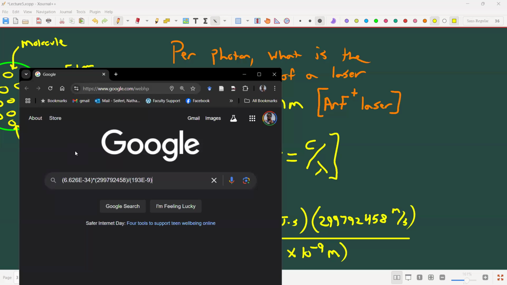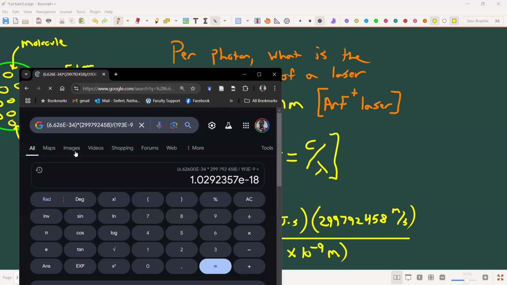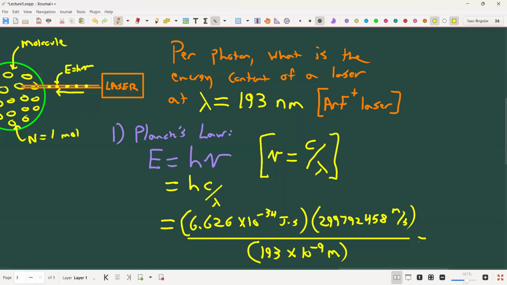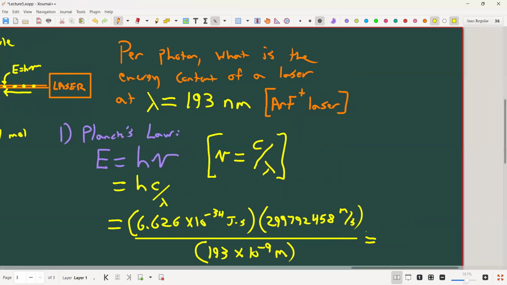6.626 times 10 to the minus 34, 193 times 10 to the minus 9. All right, as you can see, it's a very, very small amount of energy. Right, it's about 1 times 10 to the minus 18 joules. All right, roughly. Right, that's a really, really small amount of energy.